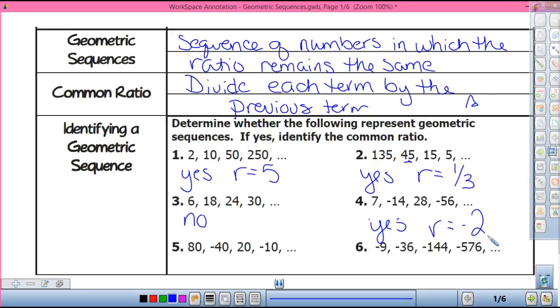How about number 5? What are they doing? Multiplying by 1/2. Multiplying by negative 1/2. There you go. And number 6? Yep, multiplying by 4 because my sign is staying the same. Okay, not so bad, right?